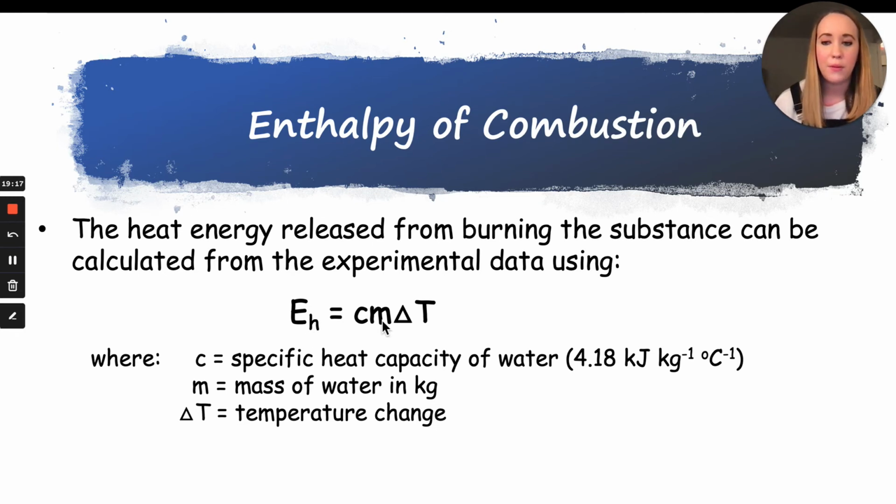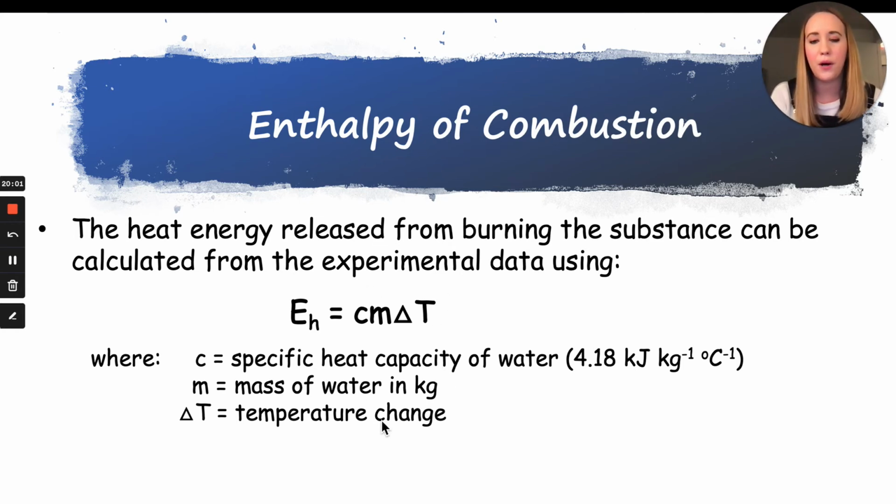The m represents the mass of water. So we can work out the mass of water from the volume of water that was used in the experiment. Because of the density of water, 1 cubic centimetre of water is the same as 1 gram. So if you know the volume of water in cubic centimetres, then that's the same as the mass in grams. One thing to be careful with is we've got to have that in the units of kilograms. So if you've got 200 cubic centimetres of water, then that would be equivalent to 0.2 kilograms of water. So just dividing by 1,000 if you've got the quantity in grams or cubic centimetres.